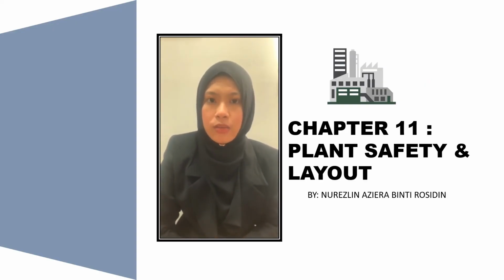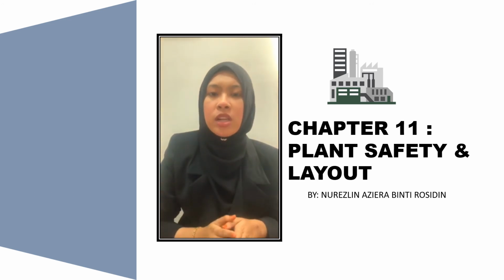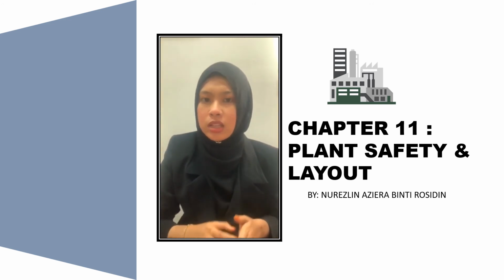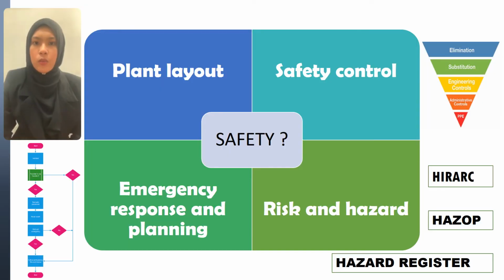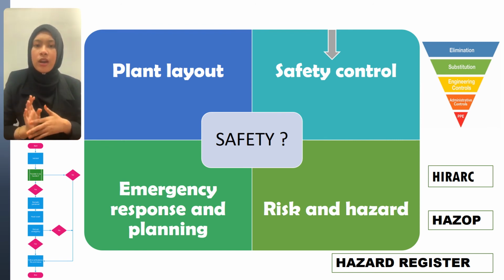Next, we will proceed to Chapter 11, Plant Safety and Layout. Safety of a workplace must always be updated according to the latest issue, including risk and hazard, which may cause undesired accident or fatality. It is important to identify risk and hazard for workplace safety. We must identify the safety control that has been implemented in safety analysis. Two common acts are OSHA 1994 and Factory and Machinery Act 1974, which are used in the petrochemical industry in Malaysia.